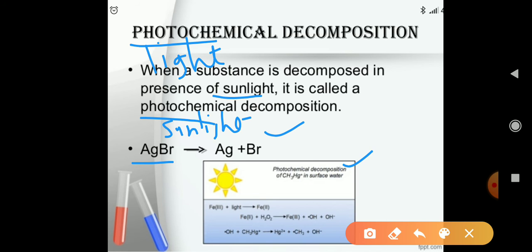Here one more example is given: photochemical decomposition of CH3Hg+ in surface water. So on the surface of water, photochemical decomposition of CH3Hg+ takes place. So this is about decomposition. So there are three types of decomposition reactions: electrolytic decomposition, thermal decomposition, and photochemical decomposition.